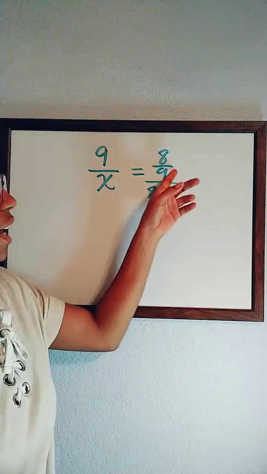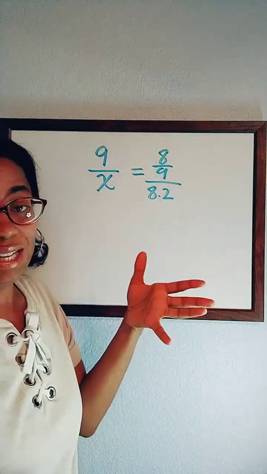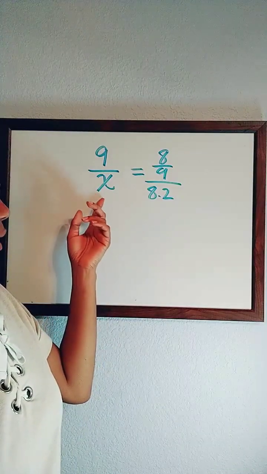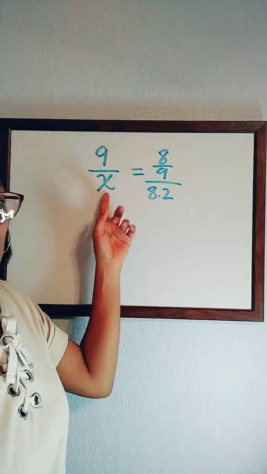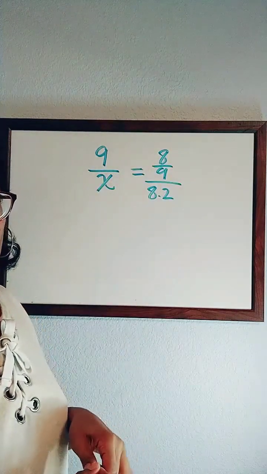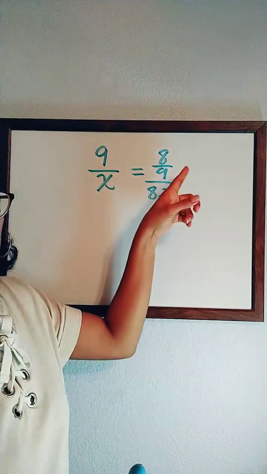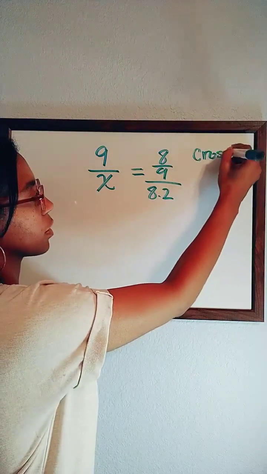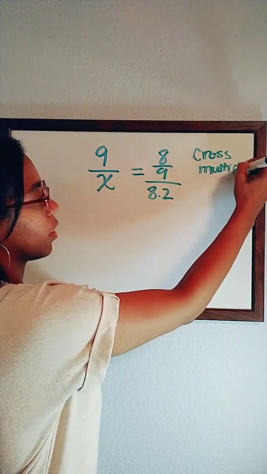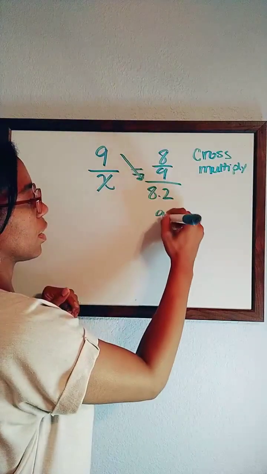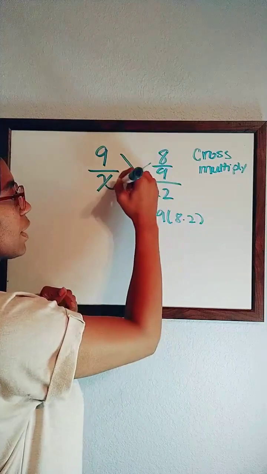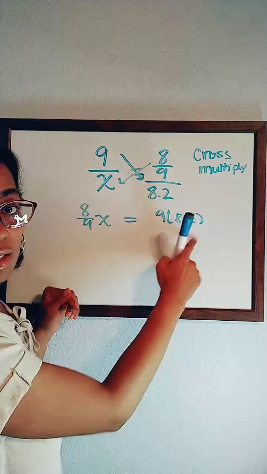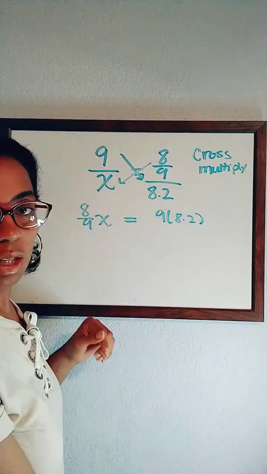Okay, so you can change this into a decimal if it's a nice decimal, or whenever the x is on the bottom, you can just, actually, Shaprisa, you can just cross multiply. Anytime you have a proportion, you're gonna cross multiply. So I'm just going to take that 9 and multiply times 8.2, and then take that 8 over 9 and multiply it times x. Now I have 8 ninths x is equal to 9 times 8.2.